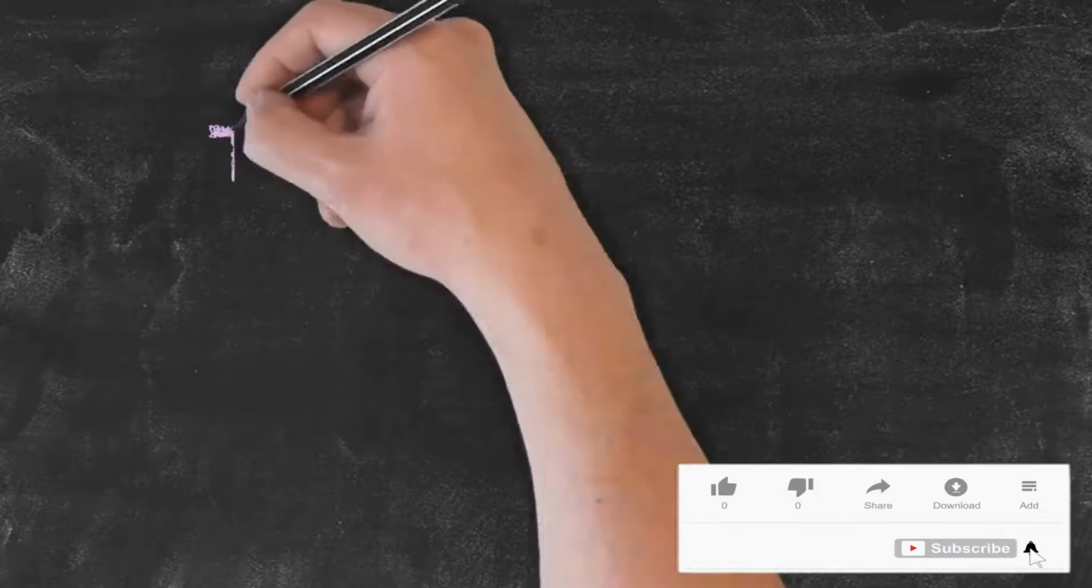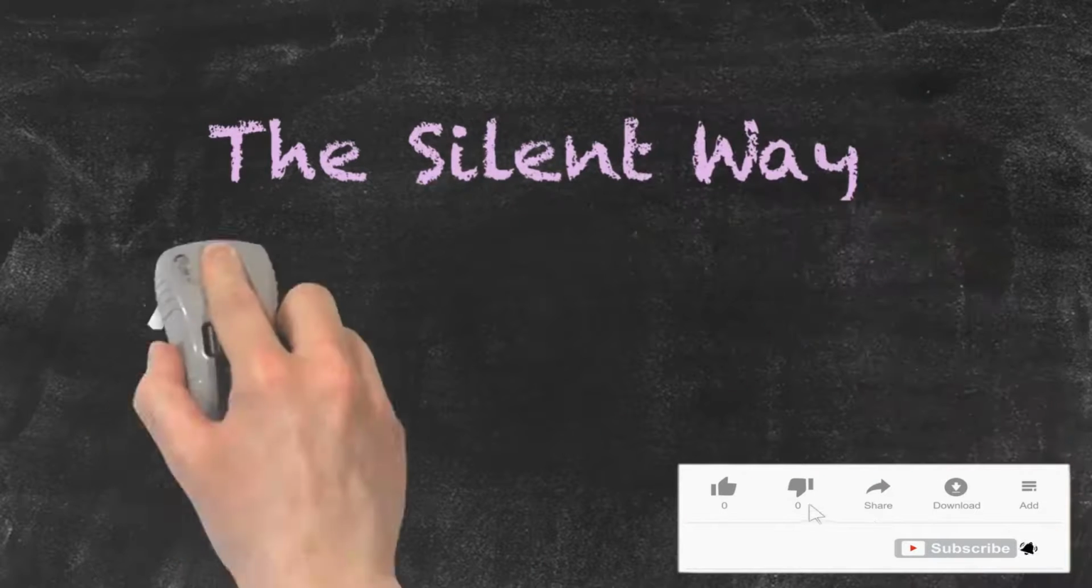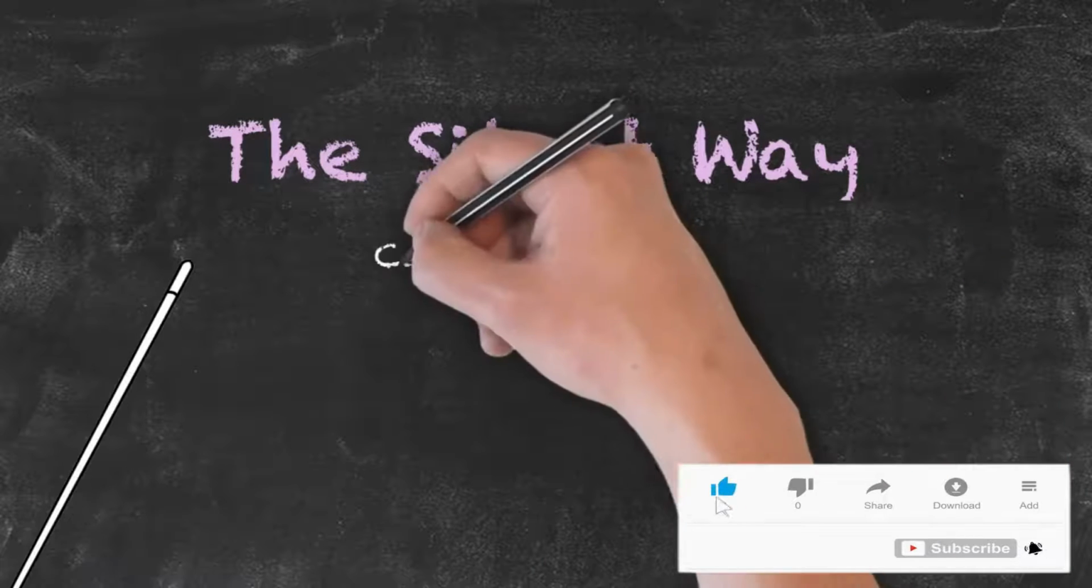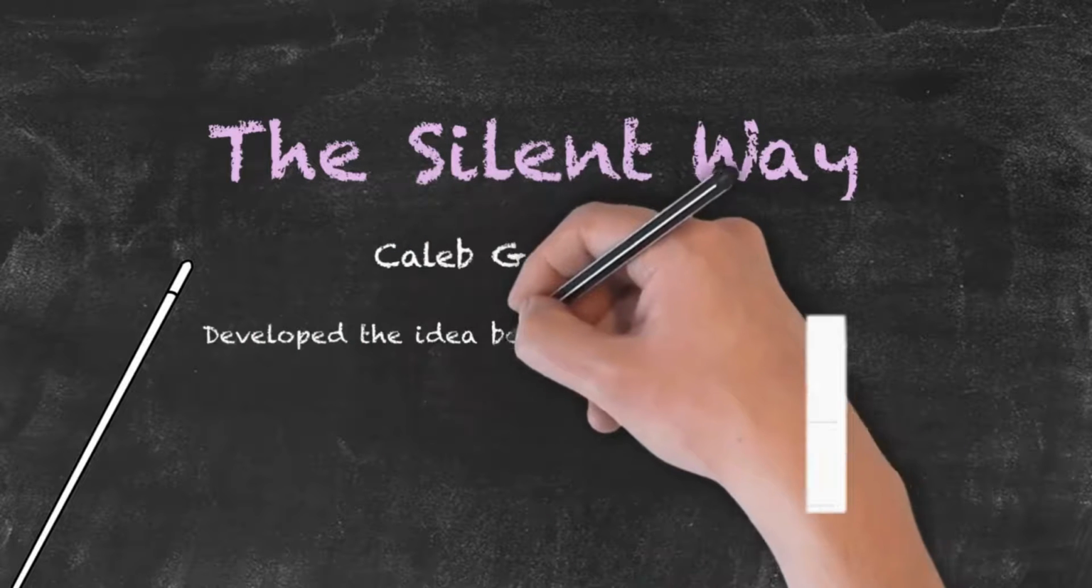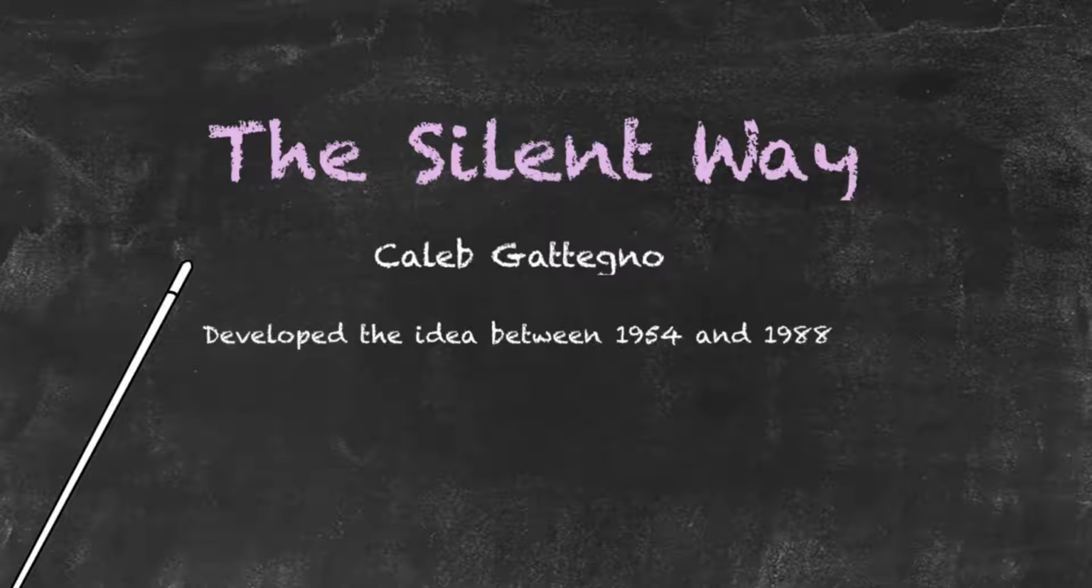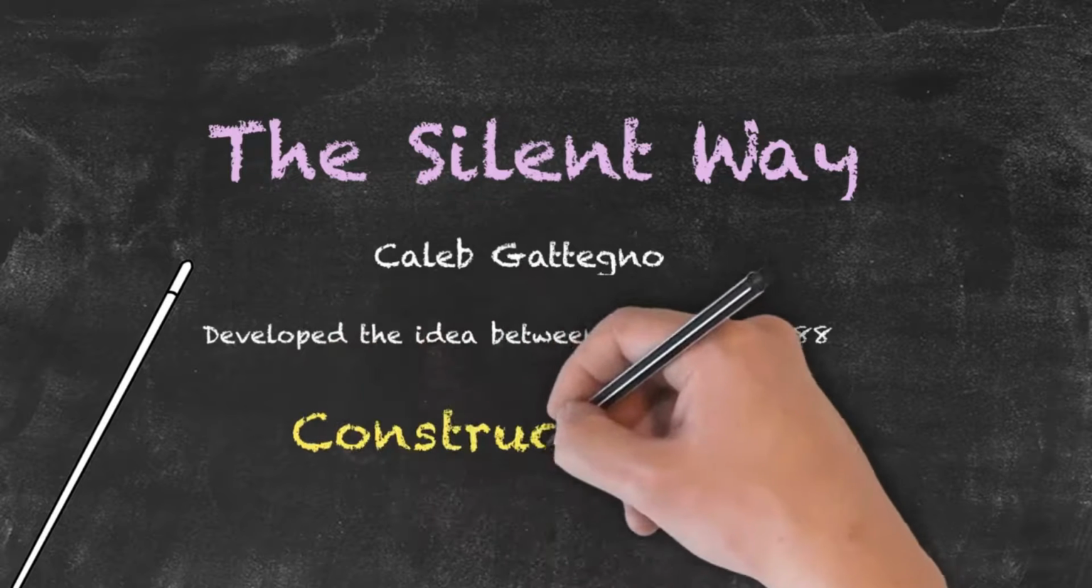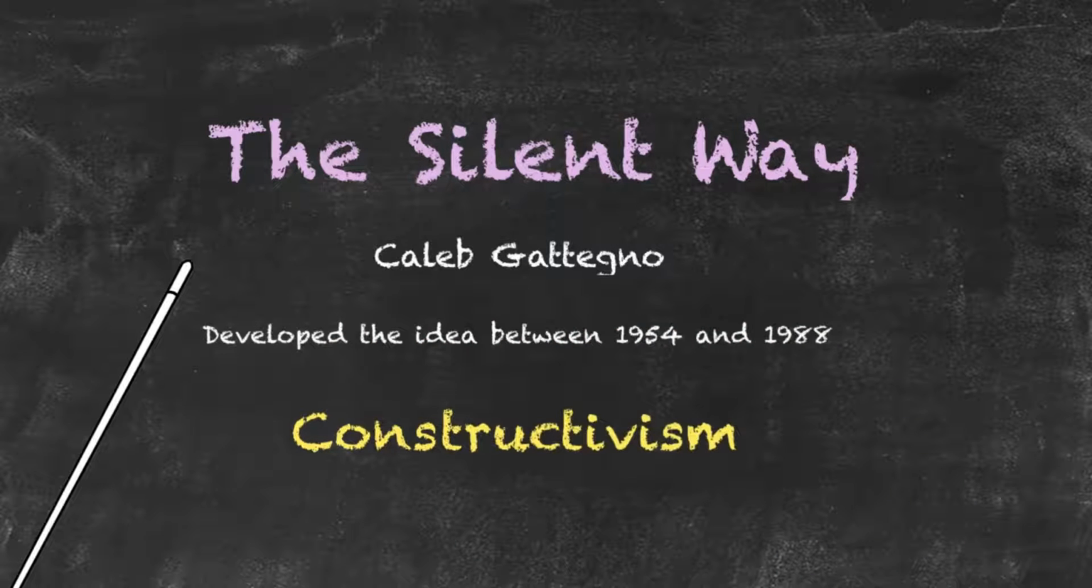Our next methodology is called the Silent Way, and it's accredited to Caleb Gattegno. This particular methodology moved on from the behaviorist stimulus response to what's called a theory of constructivism. And this constructivist approach was very, very different, very radical to anything that had been tried before.